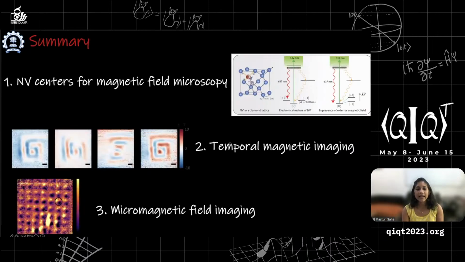Now, with that, I will summarize what we have been doing so far. We've been working on developing NV centers for magnetic field microscopy and various different applications: temporal magnetic field imaging, micromagnetic imaging, and cellular imaging, and moving towards different kinds of applications of NV centers.